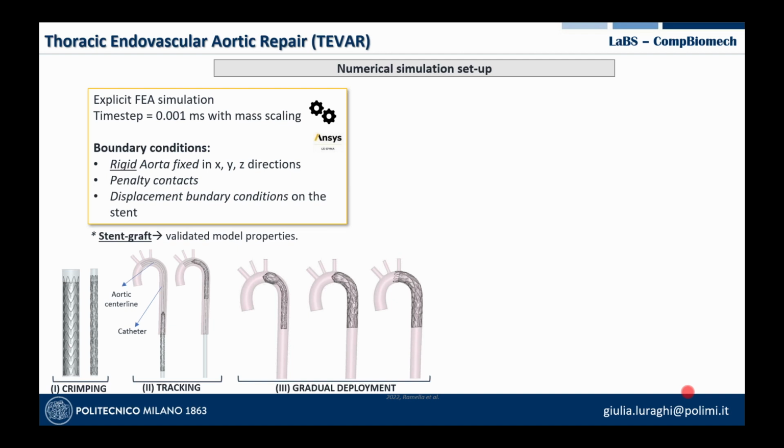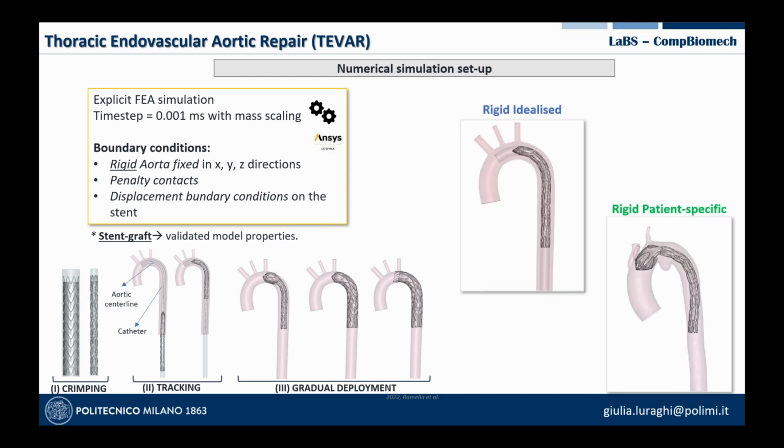As a boundary condition, we exactly replicate the real procedures, the real test. So the aorta was modeled with a rigid material, penalty contacts between the device and the aorta, and the displacement boundary condition to crimp and to place the device exactly in the same location of the procedure. So you can see here some snapshots from the simulation. First step is the crimping step, and then the tracking, and finally the gradual deployment. You can see the videos of the simulation in the idealized and in the patient-specific aorta.